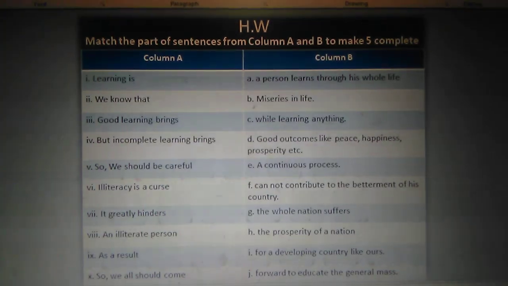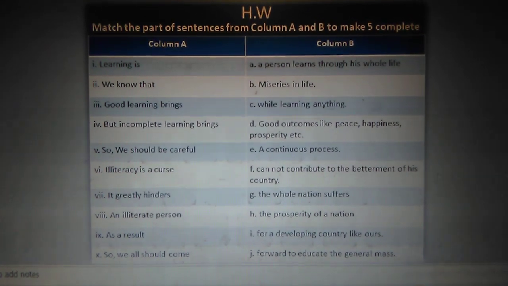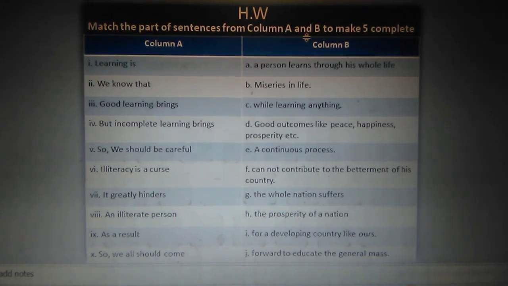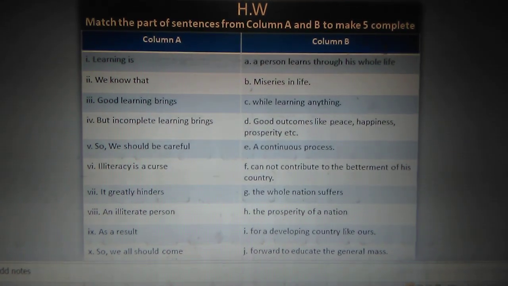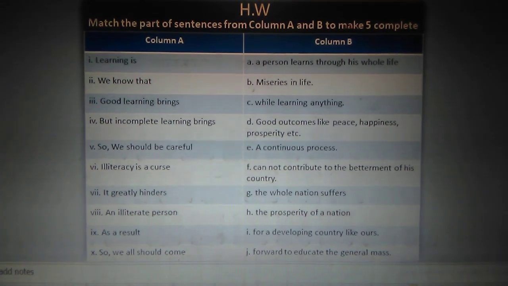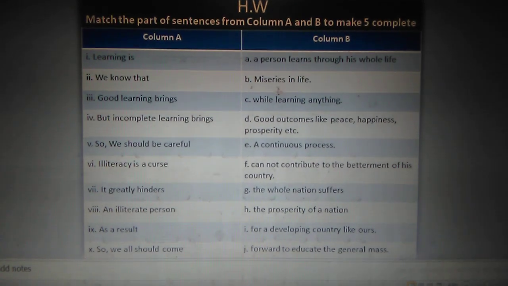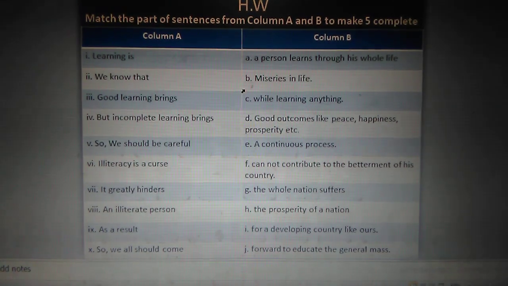So now let's go for homework. Match the parts of sentences from column A and B to make 5 complete sentences. So actually this is a question in our exam. Most of the time you get 5, but here I have given 10. For your practice, you'll do that one.